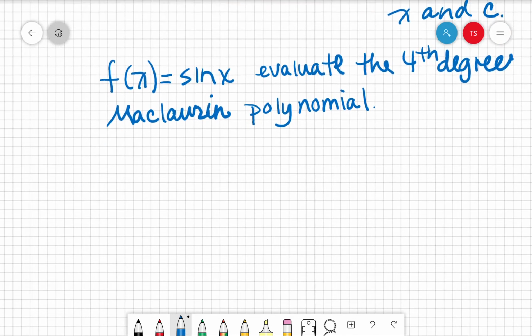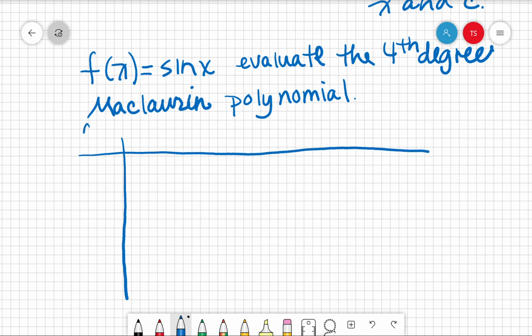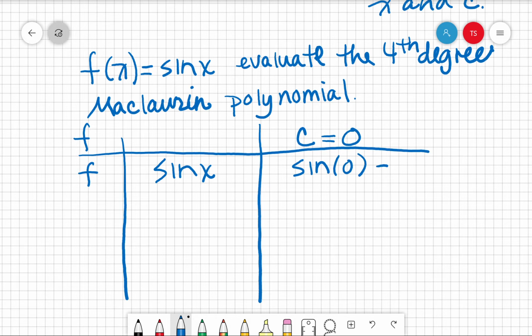I'm going to start off, I like to make a table of values. This will be my f. F is sine x. And then we'll find our c. C equals 0 in this case. So this will give me sine of 0, which equals 0. And then f prime will be cosine of x, and cosine of 0 is equal to 1.